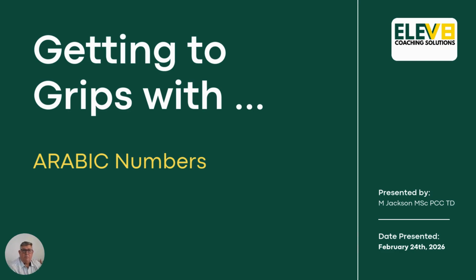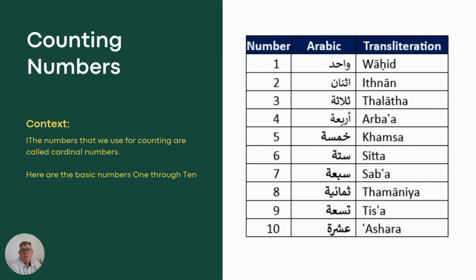Seriously, if you just get familiar with these, you've pretty much got the master key to counting all the way up to 100. And as you can see for yourself, you've got wahed for 1, ithnain for 2, thalatha for 3, 4 is arba, 5 is khamsa, 6 is sita, 7 is sabah, 8 is thamaniye, 9 is tis'ah, and 10 is ashra. So feel free to pause and just soak these in for a second.